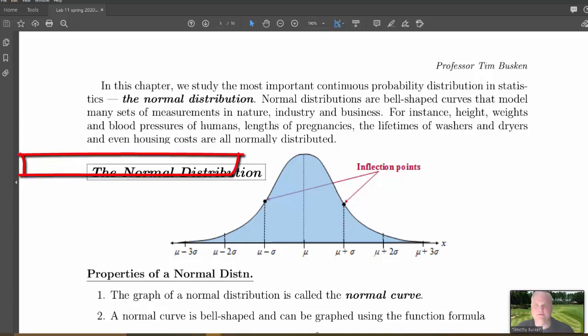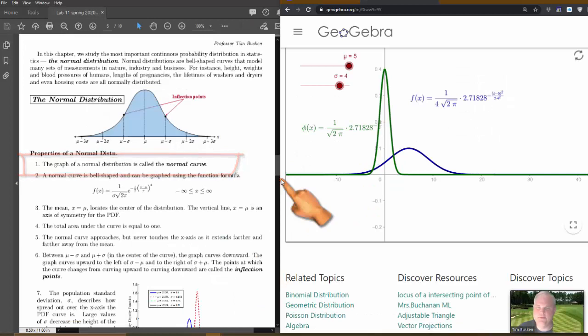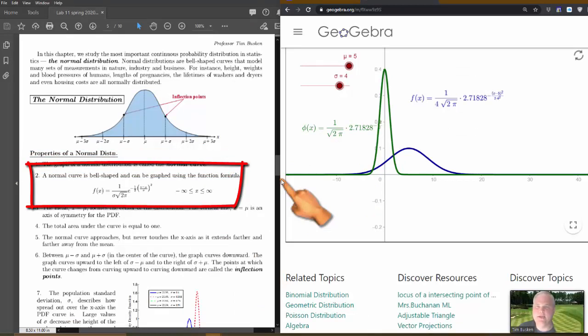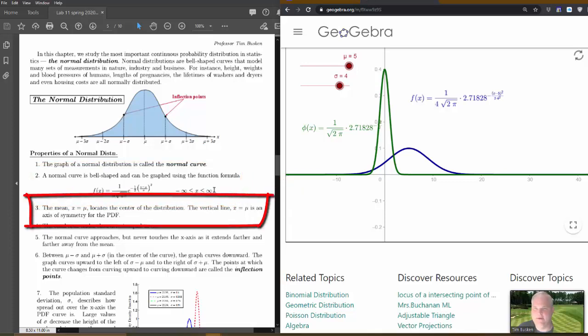Properties of a normal distribution. The graph of a normal distribution is called a normal curve. A normal curve is bell-shaped and can be graphed using this function formula right here.